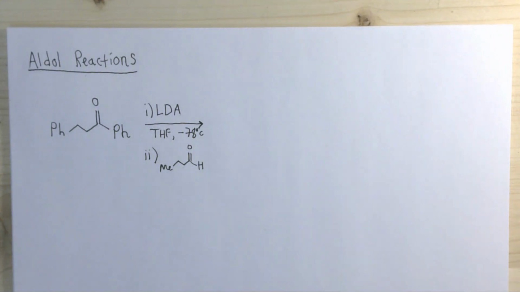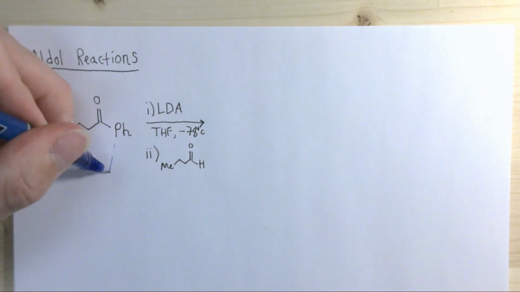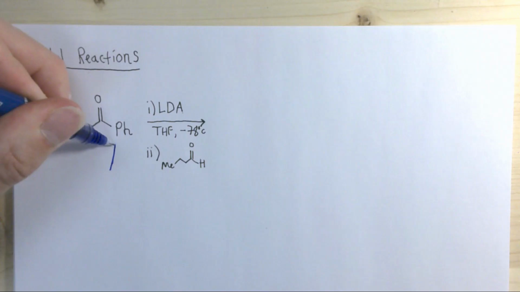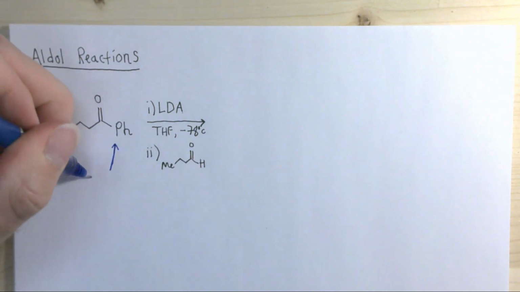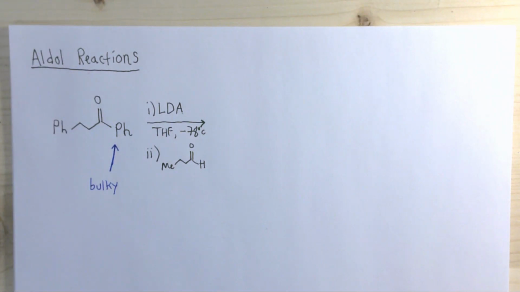So, the first thing we always need to decide is, are we going to form an E enolate or are we going to form a Z enolate? And because the ketone we're using has a bulky R group, because we have a bulky group here, we consider phenyl as bulky. What this means is we're going to get the cis or the Z type enolate.